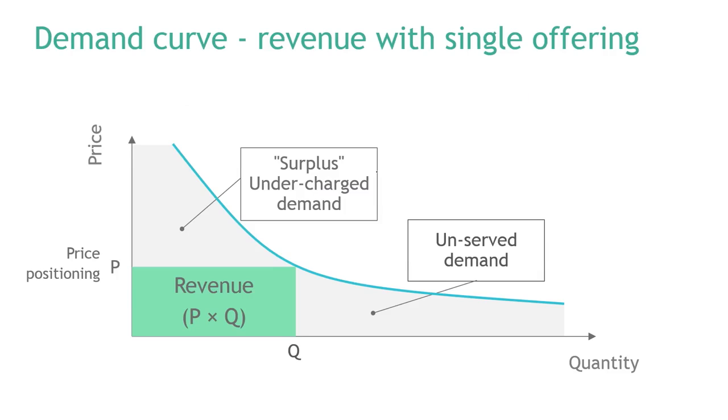Let's look at this demand curve here. You have quantity on the x-axis, you have price on the y-axis. We chose a certain price point, which will then lead to a certain quantity, and this gives us our revenue. And you also see here the unserved demand, because we are priced too high for what these customers are willing to pay. And you see here the surplus, meaning where we undercharge the customers. They would be willing to pay more, but we are not charging more.